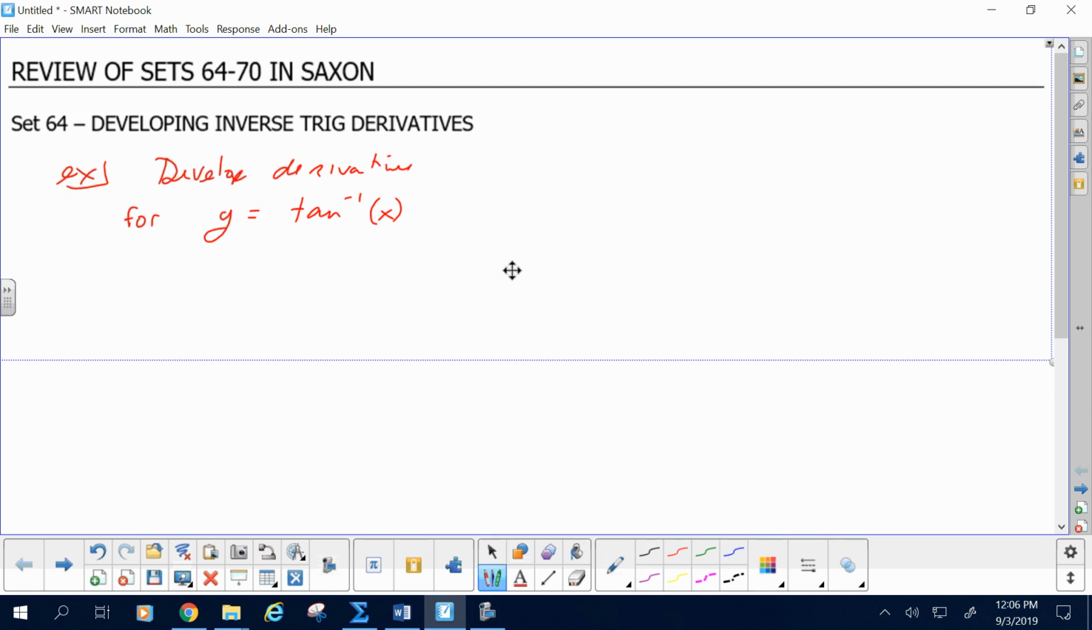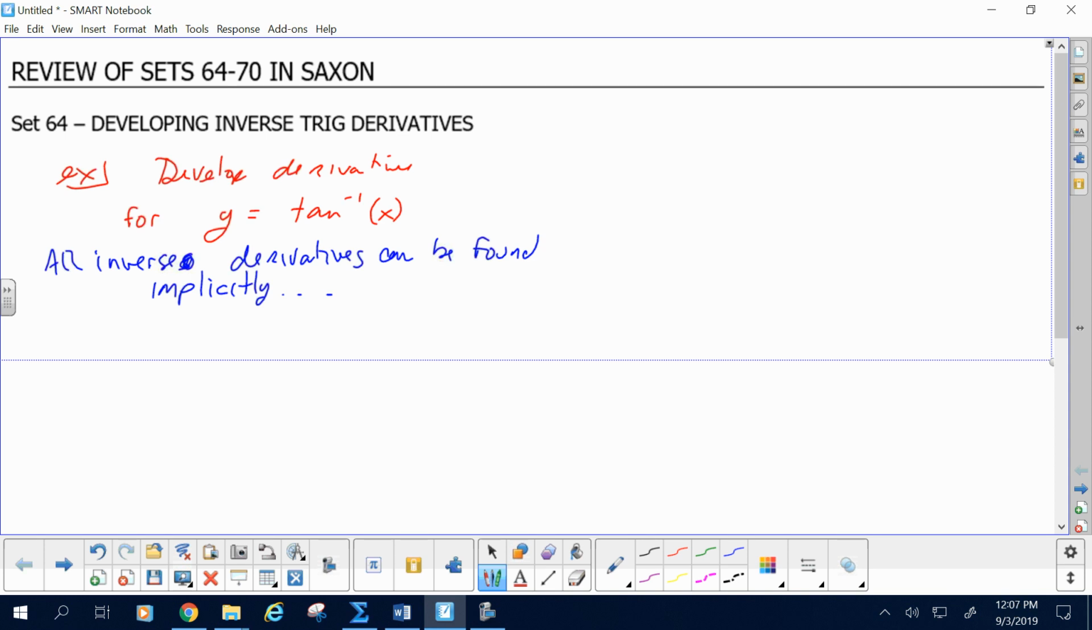When I write you a note on the box that says develop, I would like you to show the implicit work. All inverse derivatives can be found implicitly. That's not just inverse tangent, that's all inverses.